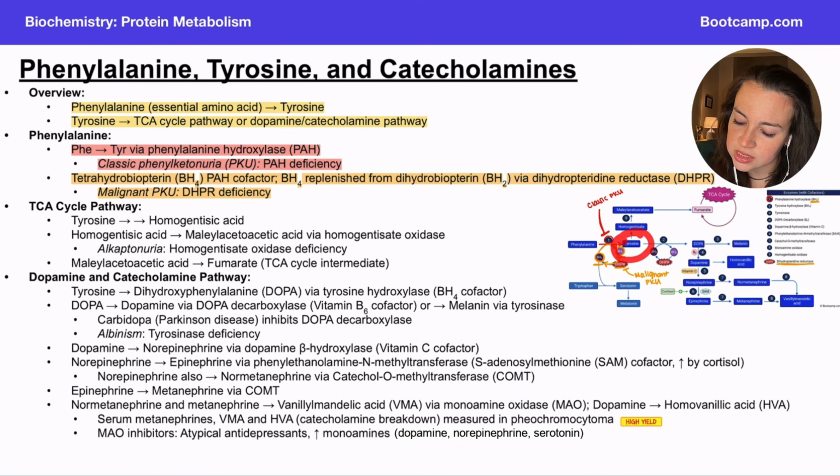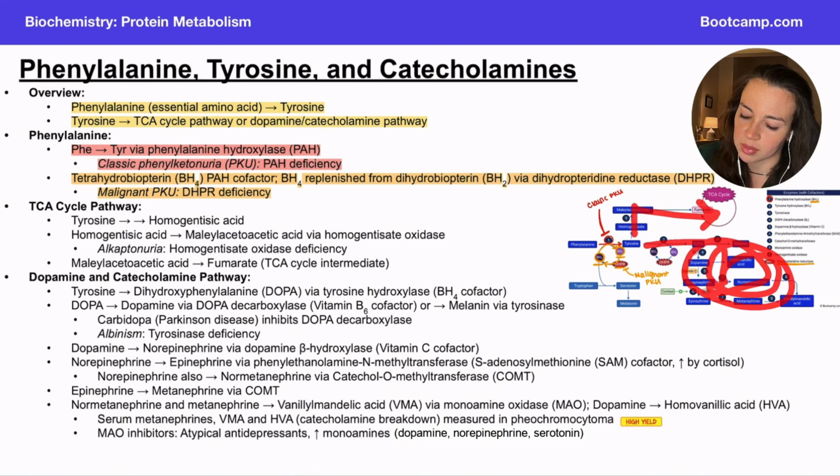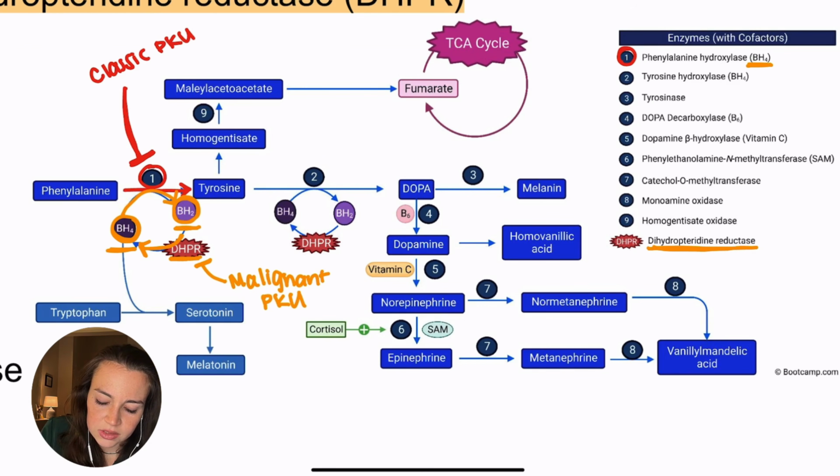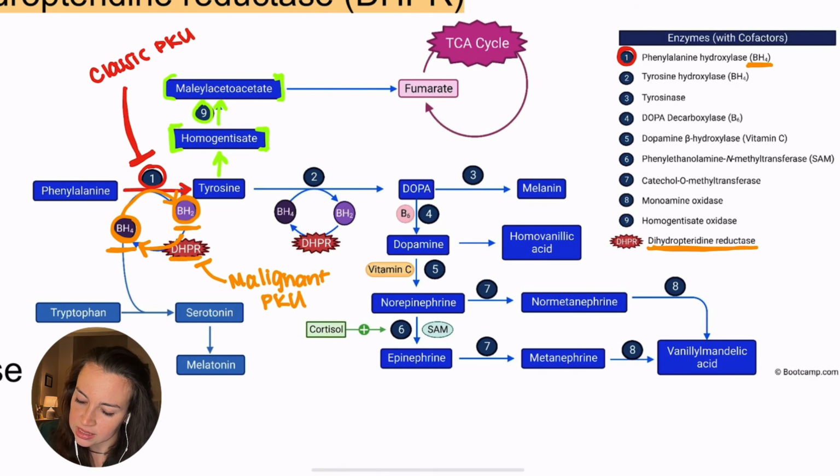All right, so once we have our tyrosine, that's where we split either into our TCA cycle pathway or our dopamine and catecholamine pathway. Let's talk first about the TCA cycle pathway. In the TCA cycle pathway, this tyrosine that we made is going to go through a series of steps that are not so important to know the details of and form homogentisate, also known as homogentisic acid. However, the next step is important to know, and that's this reaction in which homogentisate turns into maleylacetoacetate via enzyme 9 here, homogentisate oxidase. Then maleylacetoacetate can go on to form fumarate, which is an intermediate in the TCA cycle.